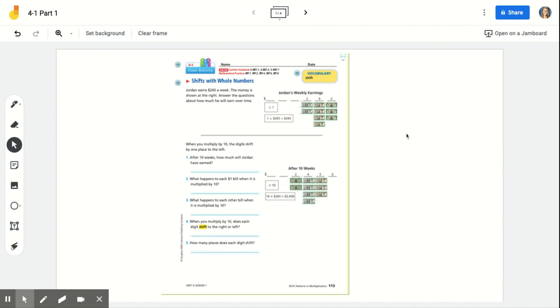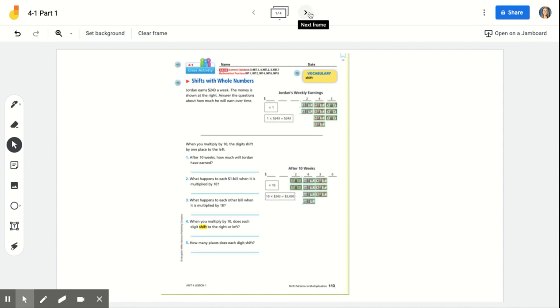This is our first lesson in unit 4, which is all about multiplication. So for this lesson, what you are going to need is your activity book, your place value chart, an expo marker, and a pencil. So go ahead and gather those materials and please open up your book to page 113.